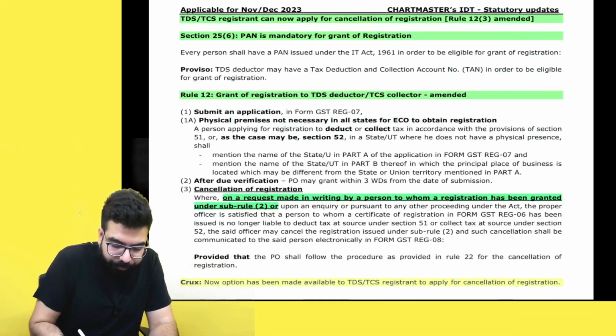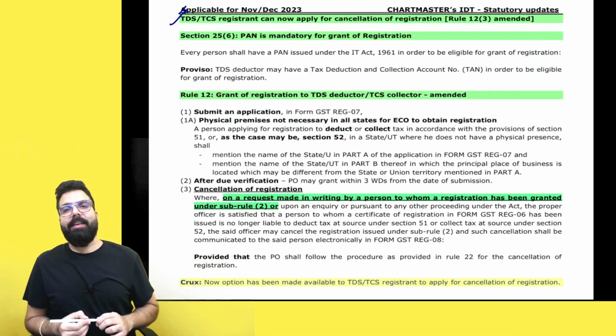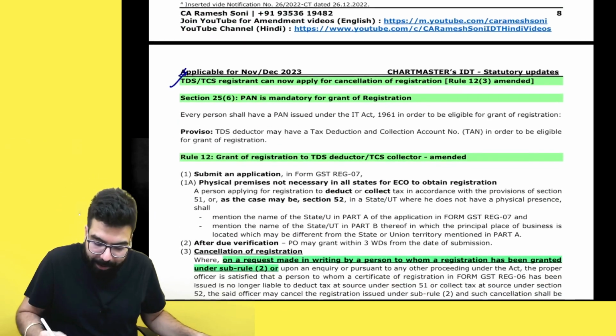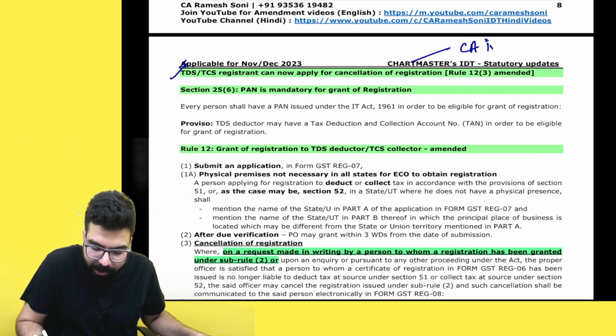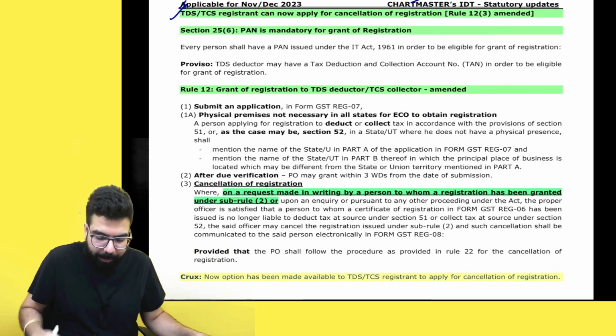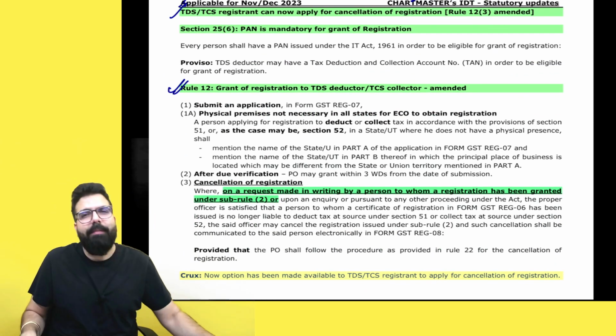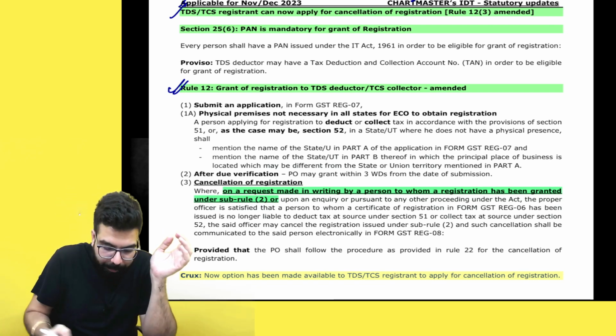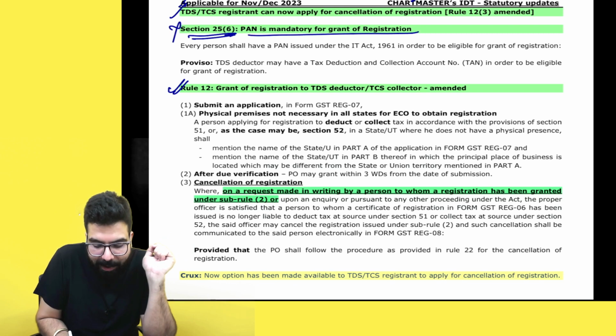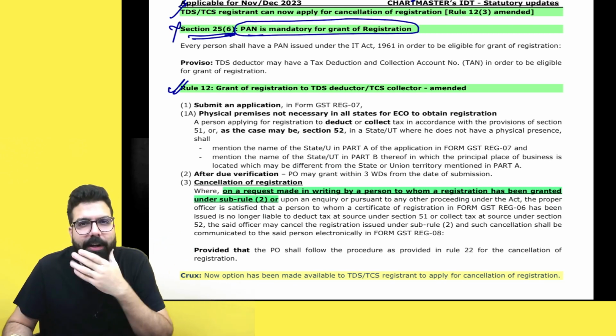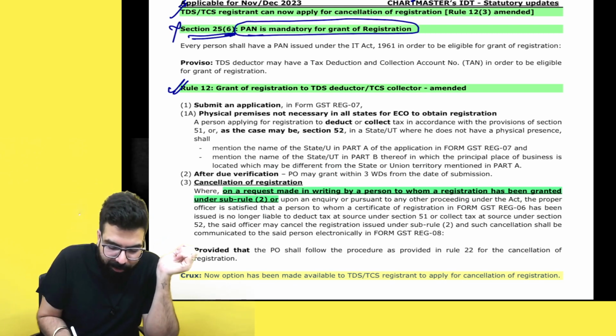Okay, please come down. One amendment related to TDS deductor and TCS collector is there. This amendment is not applicable for CA Inter students. CA Inter students who are watching this class can ignore this amendment. Listen to me very carefully. Rule number 12 which is there, used to say, sir, what is the amendment in this? Nothing. It's just written over here that PAN is mandatory for grant of registration, but a TDS deductor can take the registration on the basis of TAN also.